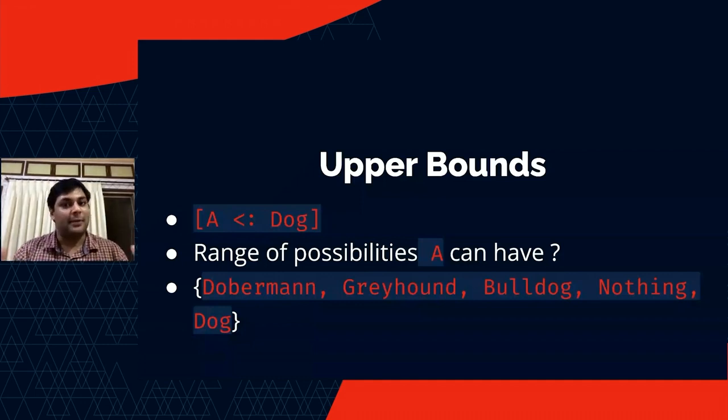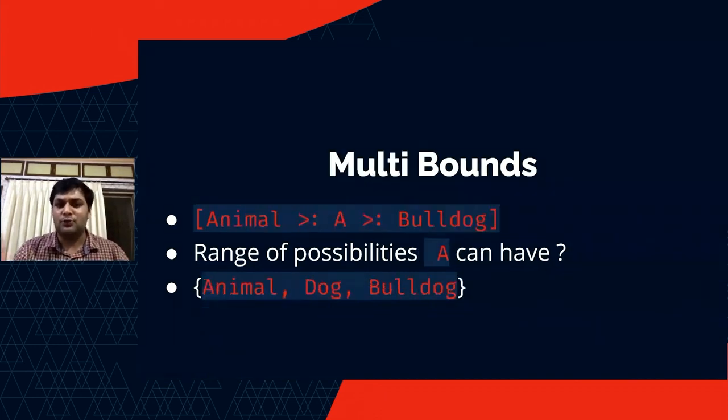And there are multi-bounds. We are restricting the values of A between two types. As we can see here, Animal is greater than A, as well as A is greater than Bulldog. So definitely Animal will come and Bulldog will come, and the supertype of Bulldog is Dog. So all these three are the possibilities.